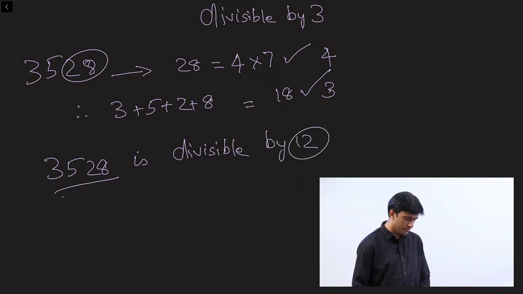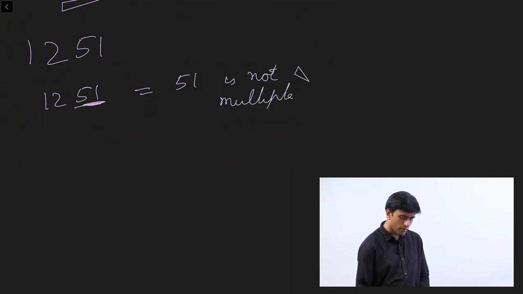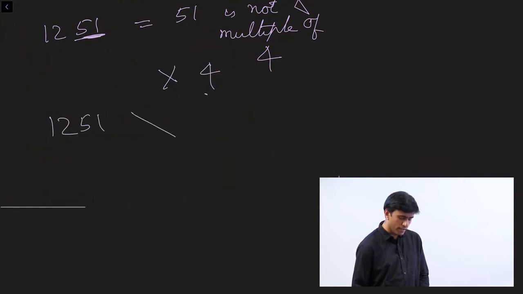Let's take another example. 1251. Is this divisible by 12? Let's check if it is divisible by 4. 1251, the last two digits, 51, is not a multiple of 4. So it is not divisible by 4. If it is not divisible by 4, 1251 cannot be divisible by 12.